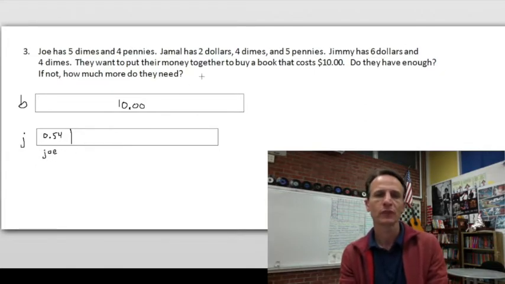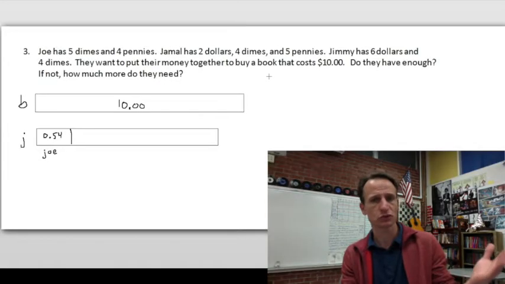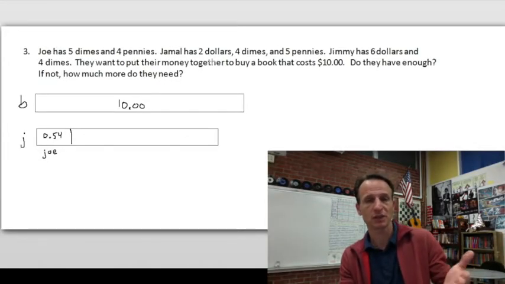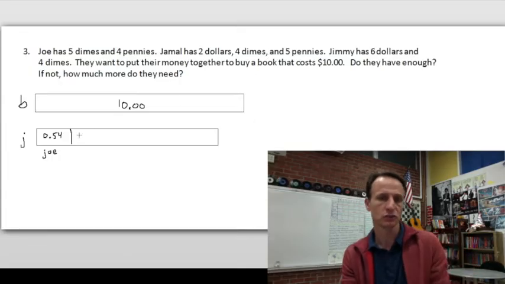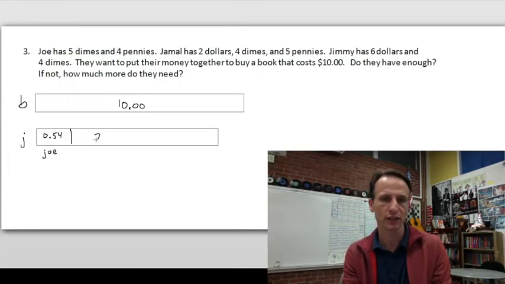There's Joe. Now Jamal, $2, 4 dimes, 5 pennies. That one also is pretty straightforward to just write in straight money format here. $2, 40 cents, 5 cents, $2.45. So that's Jamal, $2.45. And we'll cap him off there. That's Jamal.